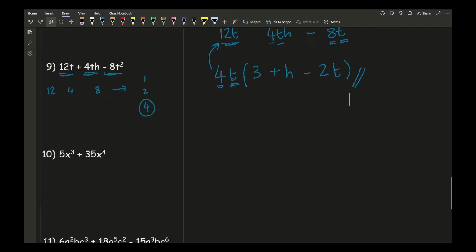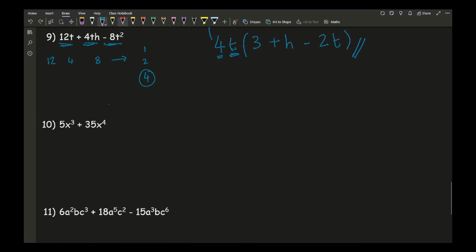And then moving on to question 10. So here we've got numbers and we've got x's. So here looking at common factor between 35 and 5, well, that's going to be 5. And between x cubed and x to the power 4, which is the smallest power, that's going to be x cubed. So what I'm going to have outside is 5x cubed.